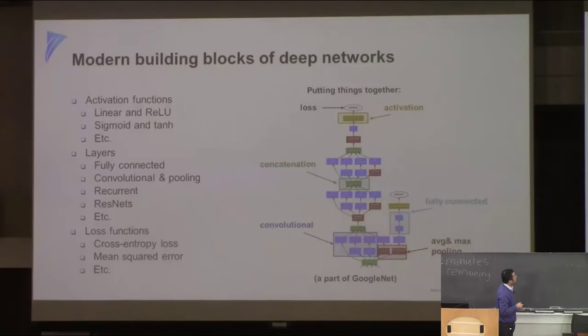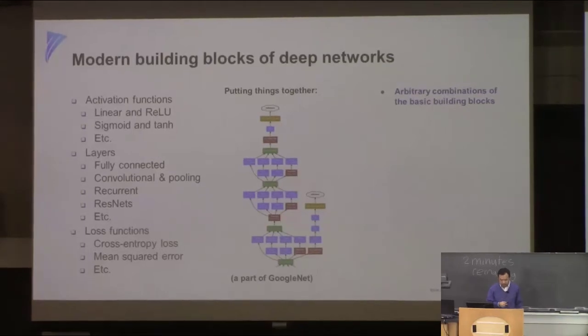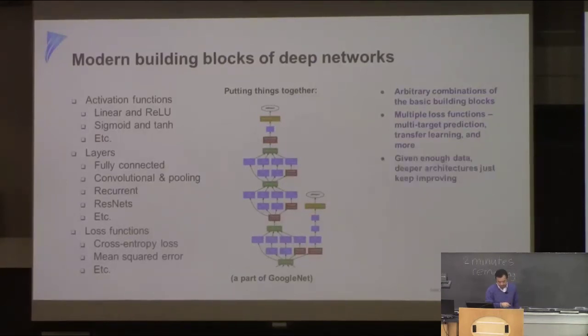And so that basically gives you an idea about what a neural network is. It's basically an arbitrary combination of these basic building blocks, and you have multiple loss functions that you can use. In fact, the loss functions can also be combined. You can maybe introduce sub-loss functions internally, if you will, to make the whole thing more complicated.